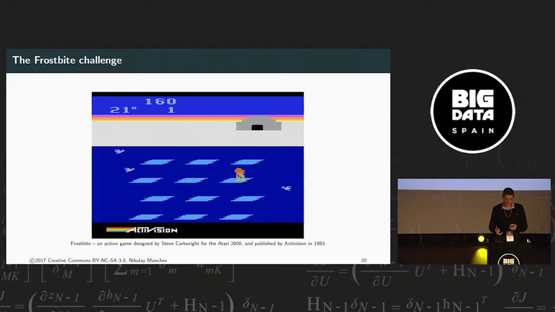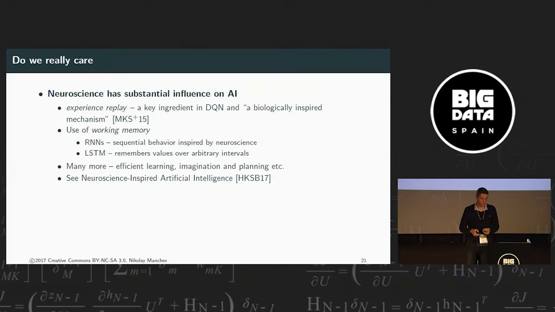OK. Now, I am approaching the end of my presentation, so I have like 4 or 5 minutes left. And what I would like to address now is the question of, do we really care? OK, maybe deep networks are not learning in the same way as we do. Maybe they don't process information in the same way that we do. Nevertheless, they perform better than us at certain tasks like image recognition.